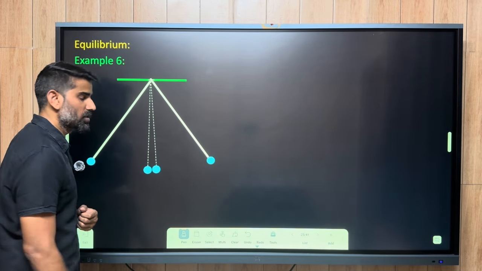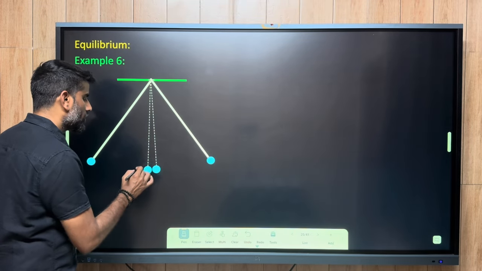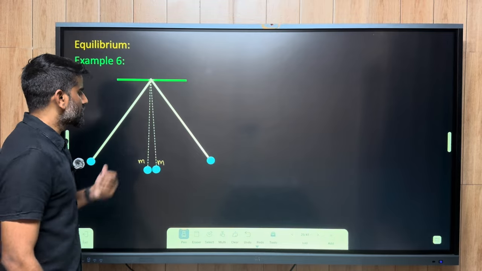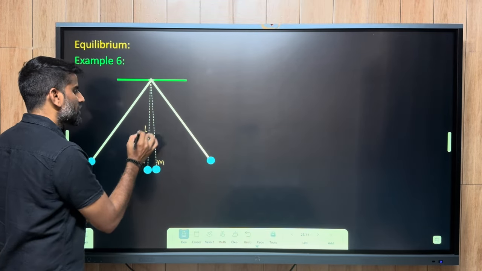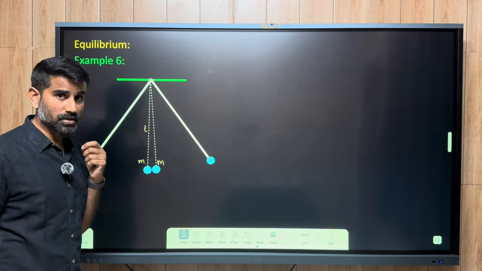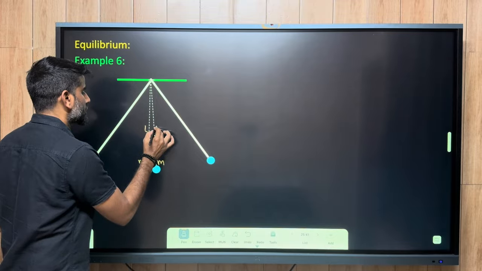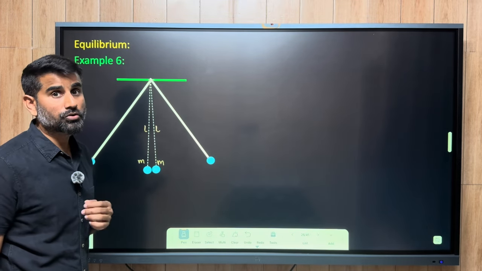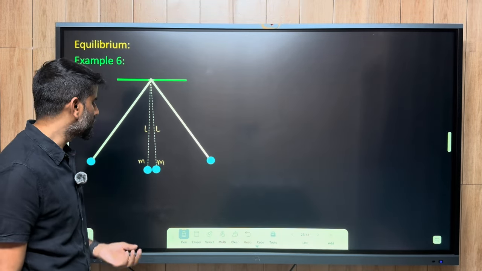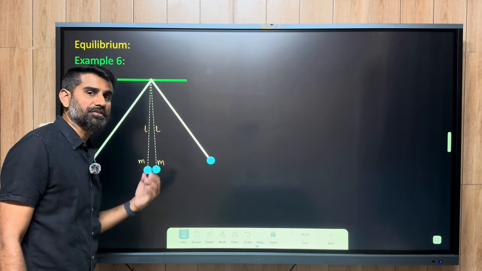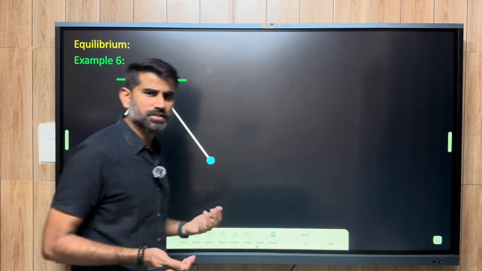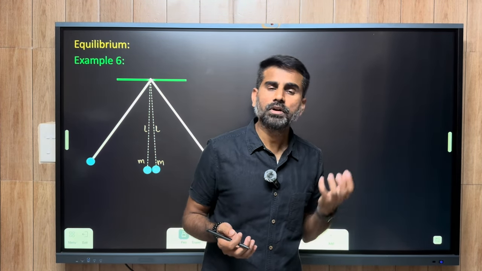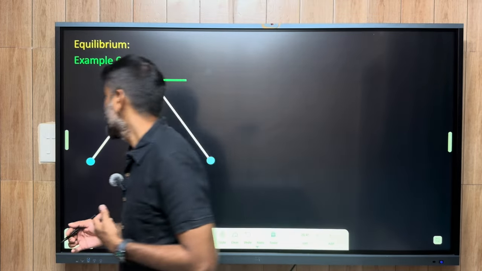These are the two spherical objects, this one and this one, whose masses are equal, m and m, which are held with the help of massless, inextensible strings of length L. Now, what I am going to do is give a charge to each of these spheres. You can give different charges, Q1 and Q2, but I am going to give equal charges, Q and Q.